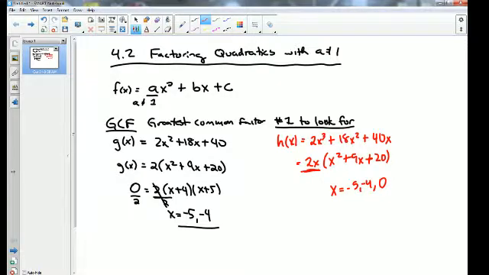Again, cubics, not necessary yet. We're going to go over that at the end of the week next week, so we'll head there.